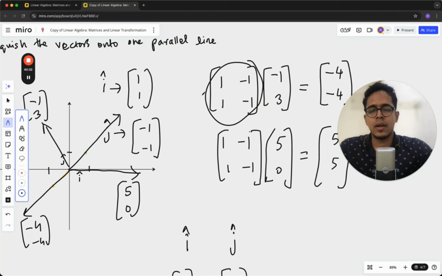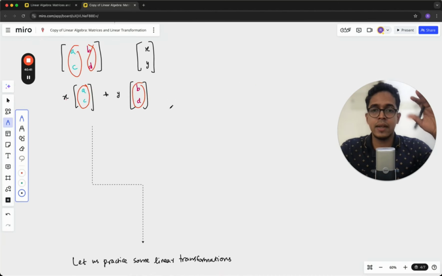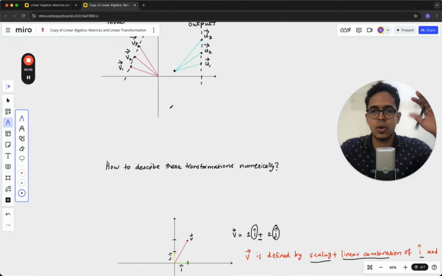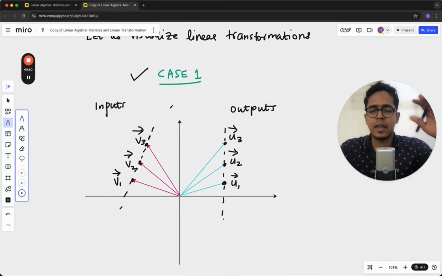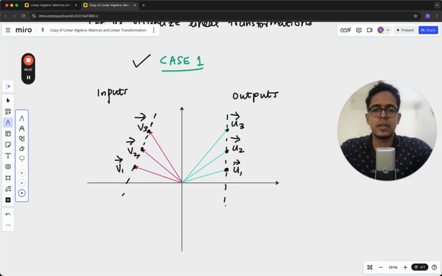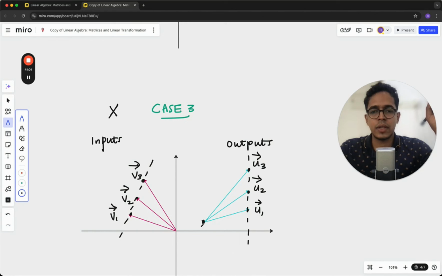We understood that a linear transformation has to follow two properties. One is that all points that were originally on a line should remain on a line after the linear transformation. That's what we saw in this example: points that were on a line remained on a line after transformation. The second property was that the origin has to be fixed. Origin should not move. We saw that case 3 was not a linear transformation because the origin was moving.